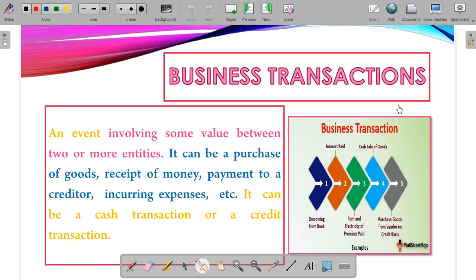Some examples of business transactions are introduction of capital by the owner, sale of goods, purchase of goods, cash received from the customer, purchase by the seller, purchase by the customer, right? Sale of goods or assets for cash or on credit, or if you are purchasing. So these are the business transactions.